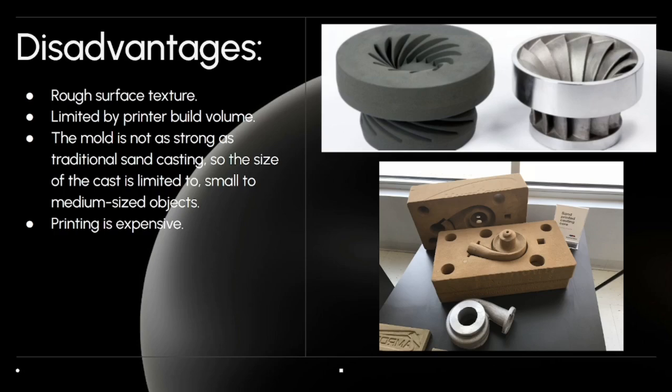The size is also limited to the size of the printer itself, so you can't make an object bigger than the 3D printer itself. The 3D printed sand mold is less strong compared to the conventional sand casting, and because of that, it is limited in size as well. So it can make things from medium size to small size as its happy range. On top of that, you have to run the machine for a really long time because it has to print every single layer, and the machine is quite big, which means it uses up a lot of electricity and energy.